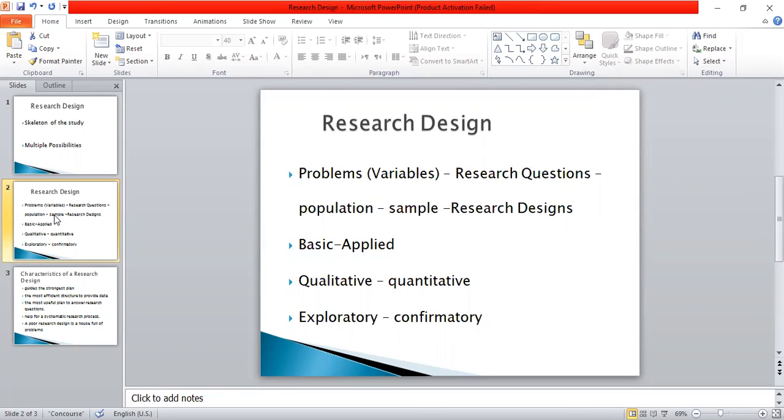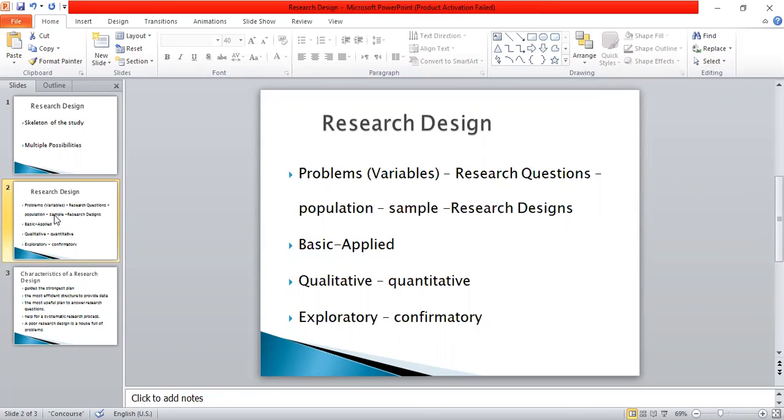The second broad category is qualitative and quantitative. As you know, qualitative deals with information and it doesn't deal with numbers. And quantitative is a true representation of something in numericals, in numbers. And the third one is exploratory and confirmatory.